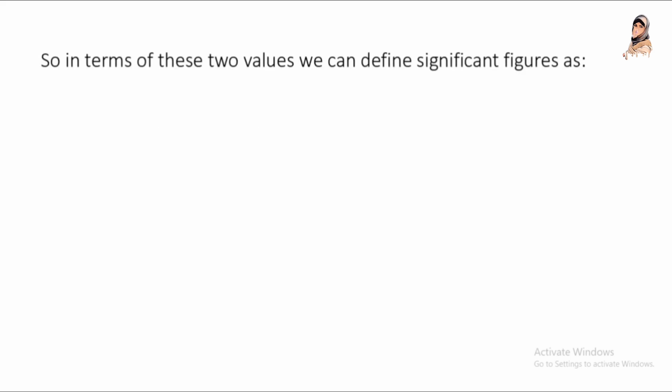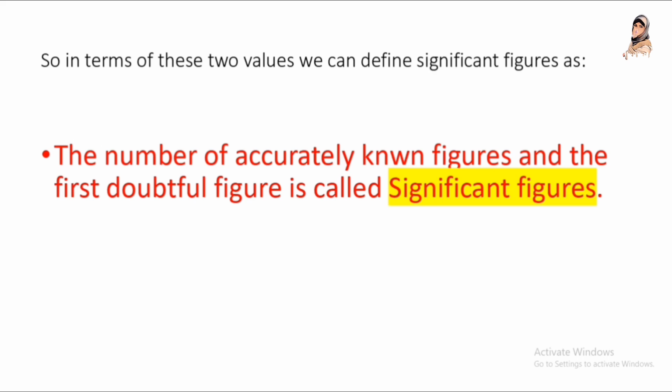So in terms of these two values, we can define significant figures. The number of accurately known figures and the first doubtful figure is called significant figures.